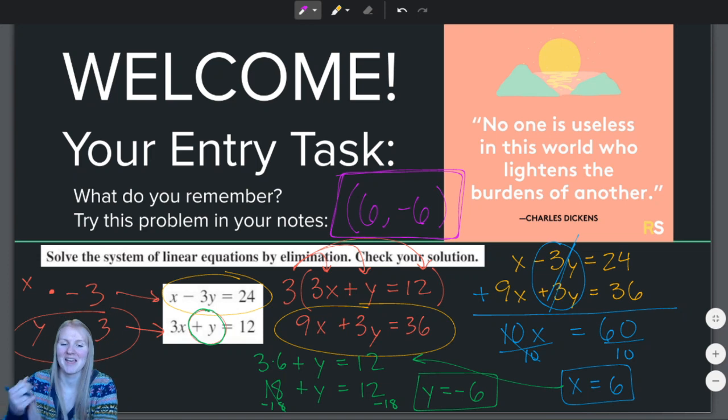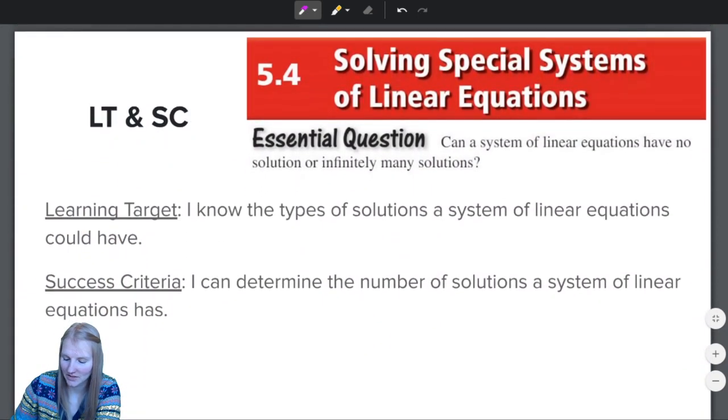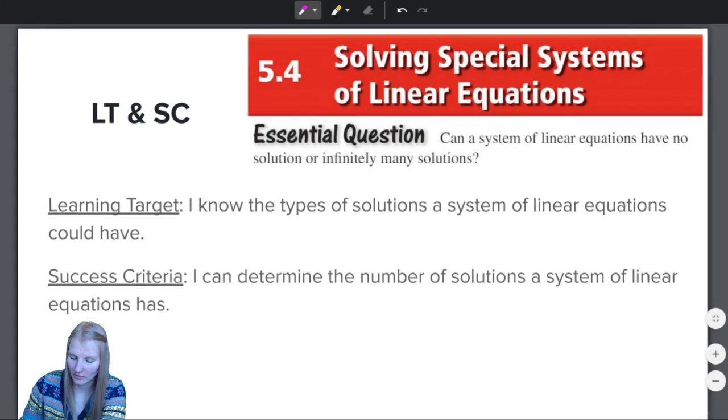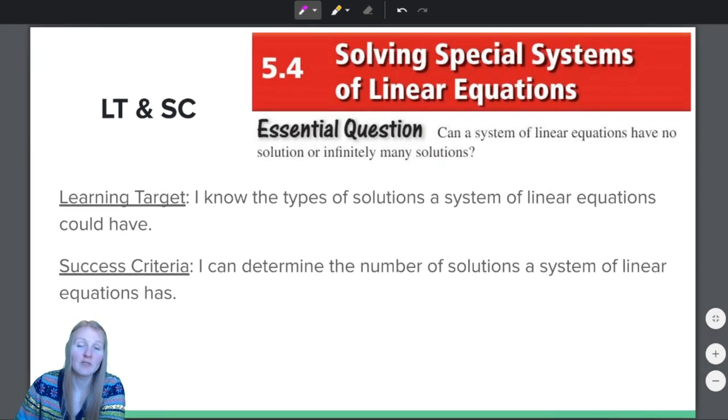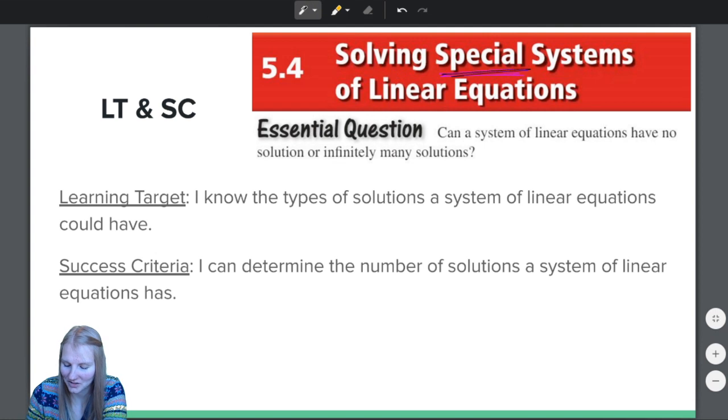I love it. Okay, let's move on to what we have for today. Today, we're going to talk about section 5.4. 5.4 is solving special systems of linear equations. Ooh, what makes a system of linear equations special? We're going to learn about that today.